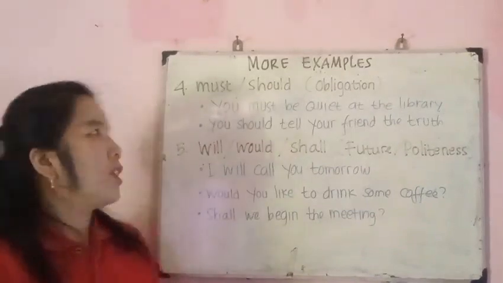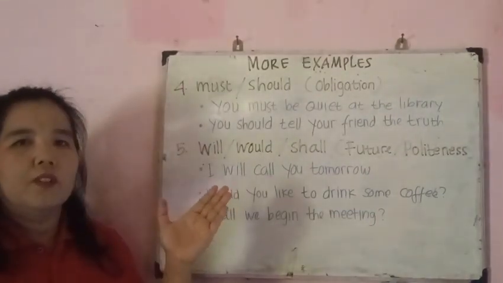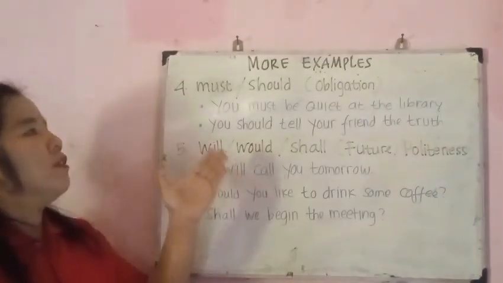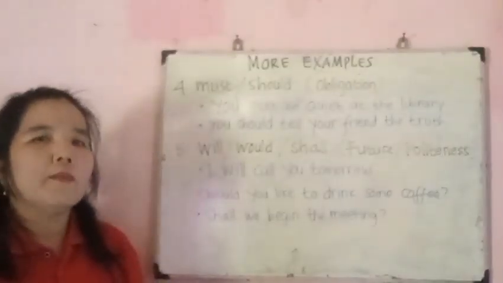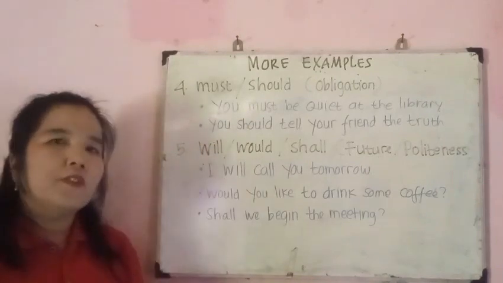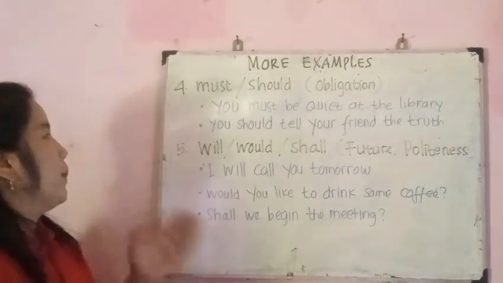Next, we use must and should. We use these to talk about obligation. For example, you must be quiet at the library. Next sentence, you should tell your friend the truth.